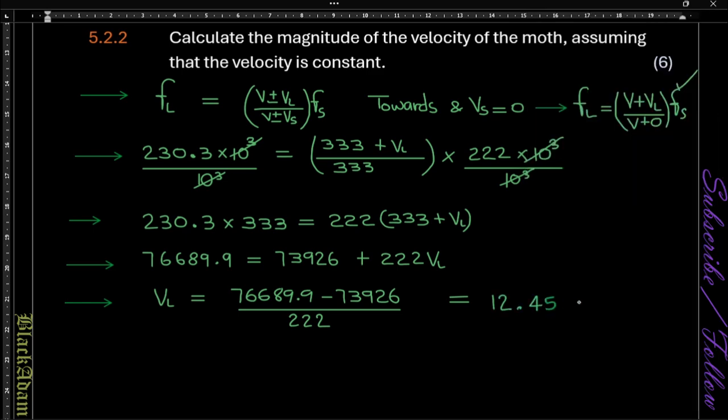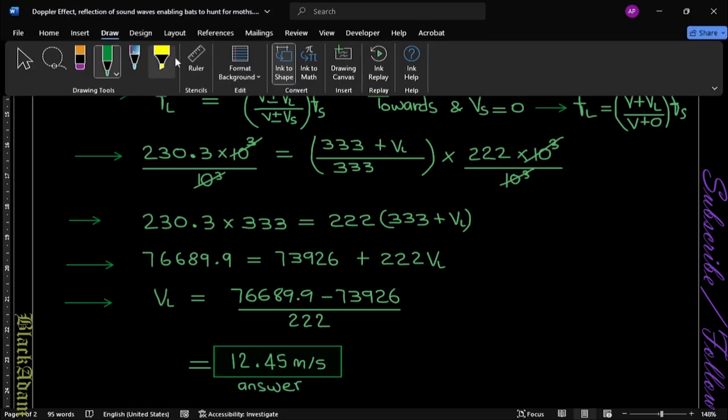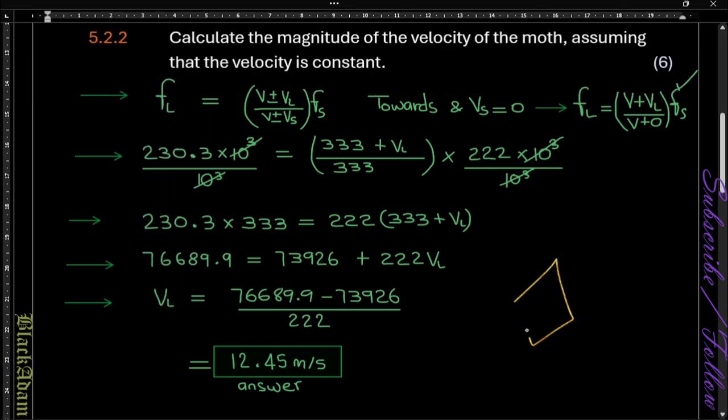So it's 12.45 meters per second. That's the speed at which the moth is moving. Remember, the moth is the velocity of the listener.